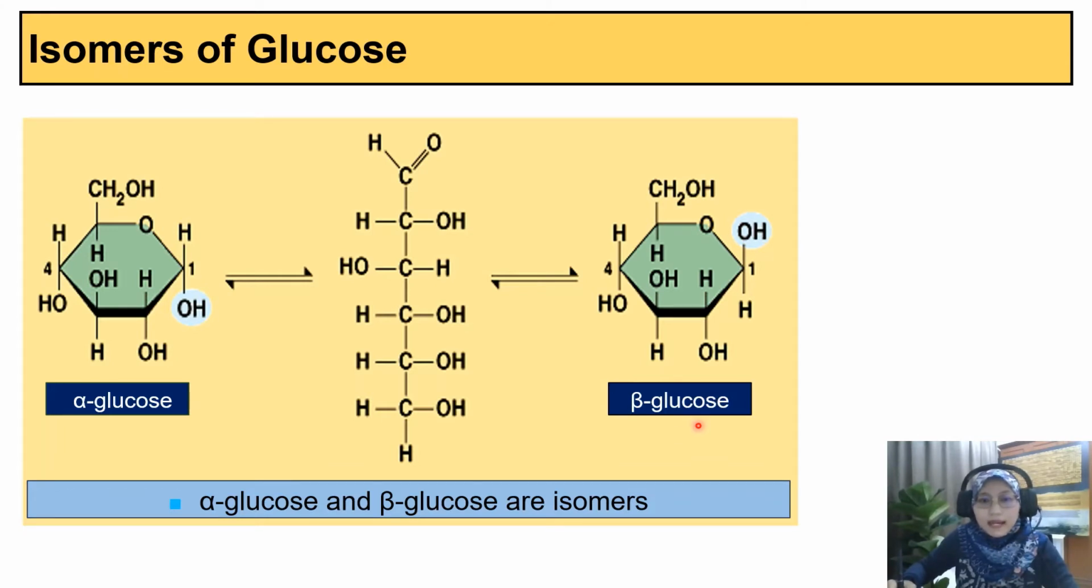So let's see how to draw the alpha glucose and beta glucose in the ring structure. First, you have to draw the hexagon. Then you have to draw the bond and fill the hydroxyl, hydrogen or carbon atom. Make sure the bond is directly point to the specific atom.